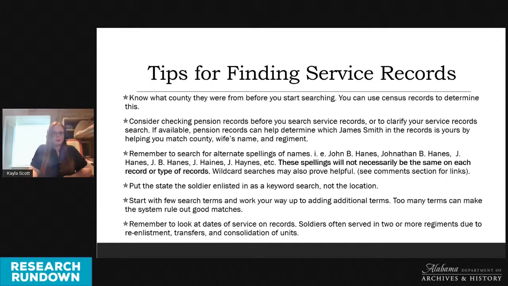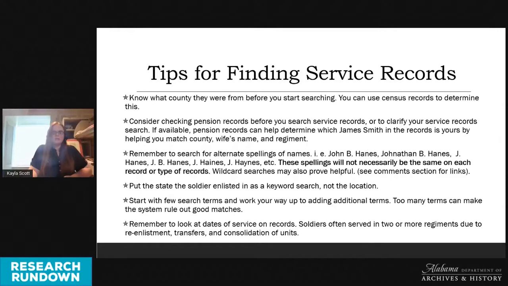Remember to search for alternate spellings of names. For example, a single man may be listed as John B. Haynes, Jonathan B. Haynes, J. Haynes, J. B. Haynes, J. Haynes, Jhaynes, etc. These spellings will not necessarily be the same on each record or type of records, and all records for a soldier may not be neatly located in the same file together.